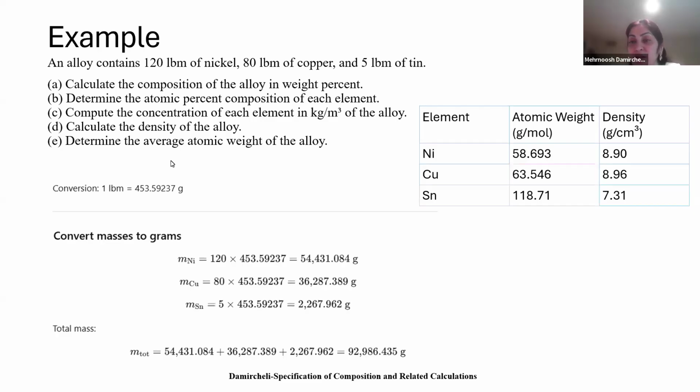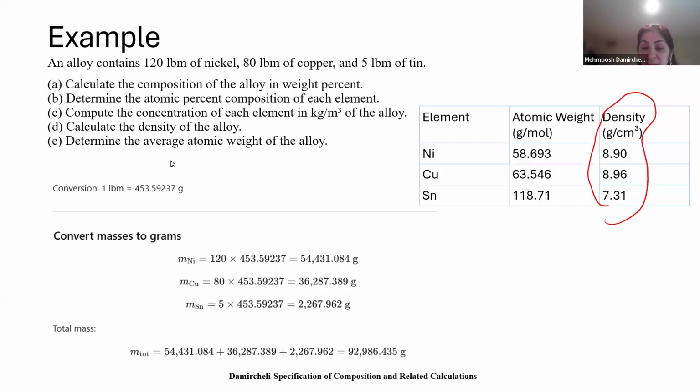We need several data. For each of them, we need to know the atomic weight. You can use the table that we have for nickel, copper, and Sn, and you see the atomic weight in these tables. And in this column, we see the density in gram per centimeter cube. What should we do? First, convert the mass of all elements from pound to gram. Consider 1 pound is 453.59 grams. Multiply and find the mass of each of them in gram.